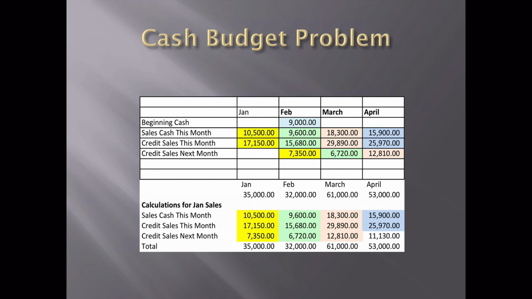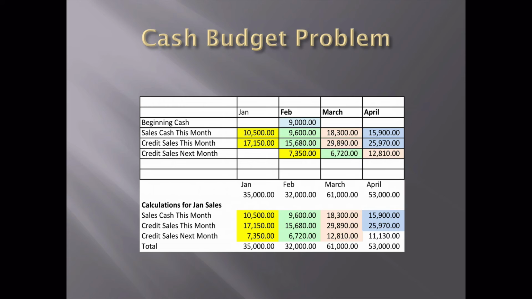And if we took our credit sales again, which are 32,000 minus 9,600, we multiply that by 0.3, we get 6,720. So the cash sales this month and the credit sales this month, because we're doing February, we put in February. And then the credit sales next month, because we're going to get those revenues in March, we put them in under March. And we do the same thing for March and April.